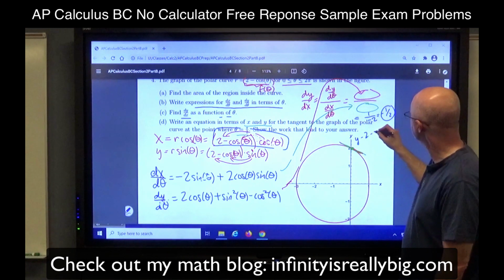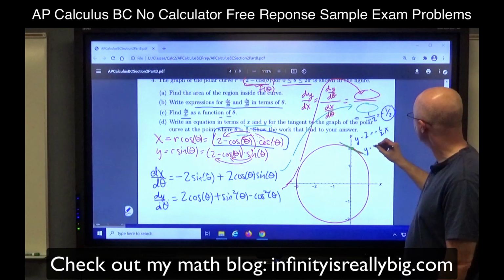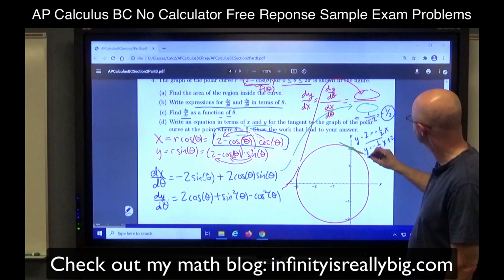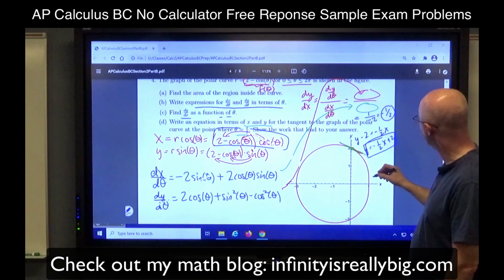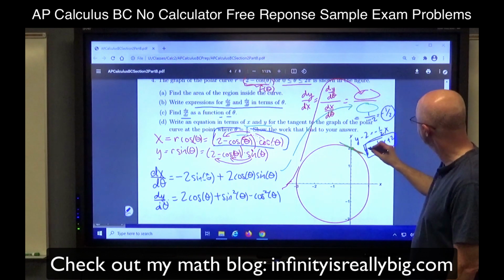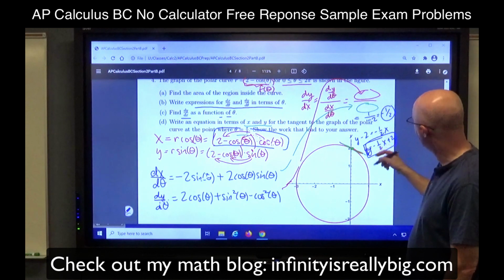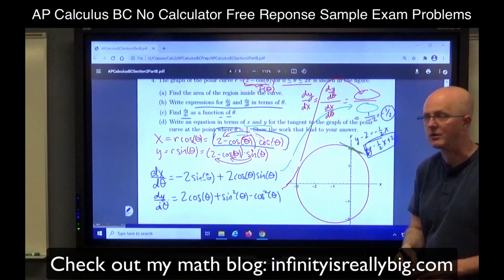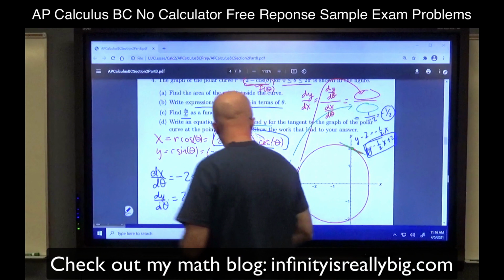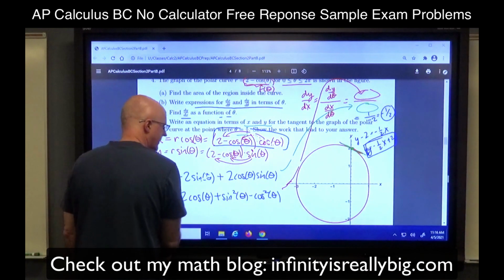Y minus 2 equals negative 1/2 x is one way to write it. Y equals negative 1/2 x plus 2 is another way to write it. The xy equation of this tangent line to the polar curve. Okay? So you need to, again, remember some things.